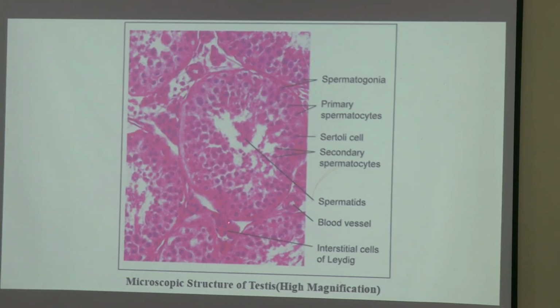Look, this is one seminiferous tubule, this is another seminiferous tubule. In between these two is the interstitial space where the interstitial cells of Leydig are present, and that can be identified easily.